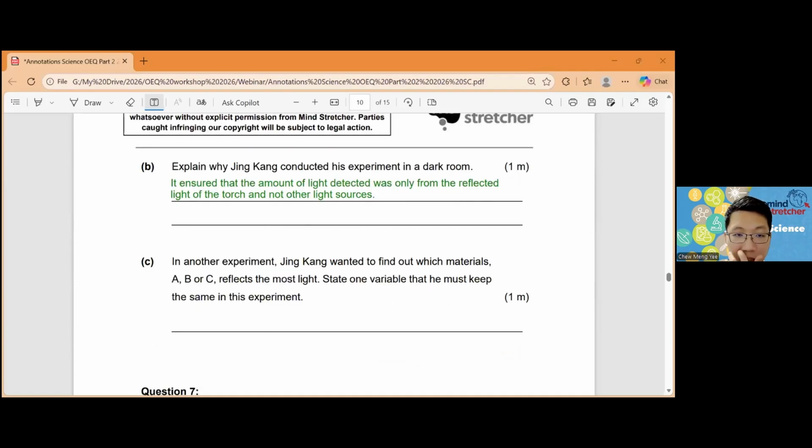Okay, so in another experiment, Jin Kang wanted to find out which materials, A, B, or C, reflect the most light. Now we have another experiment. State one variable that he must keep the same in this experiment. What should he keep the same? This is the new aim, right? To find out which material reflects the most light. This is the new aim for the new experiment. So what must he keep the same?